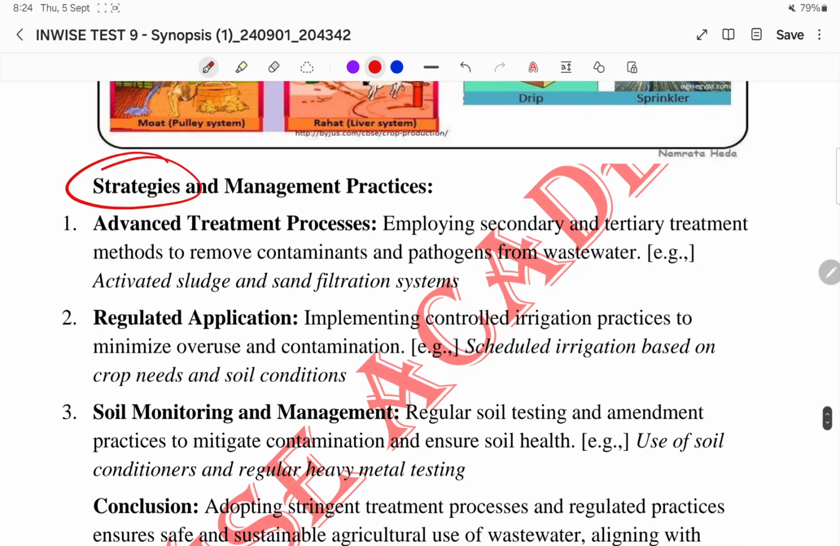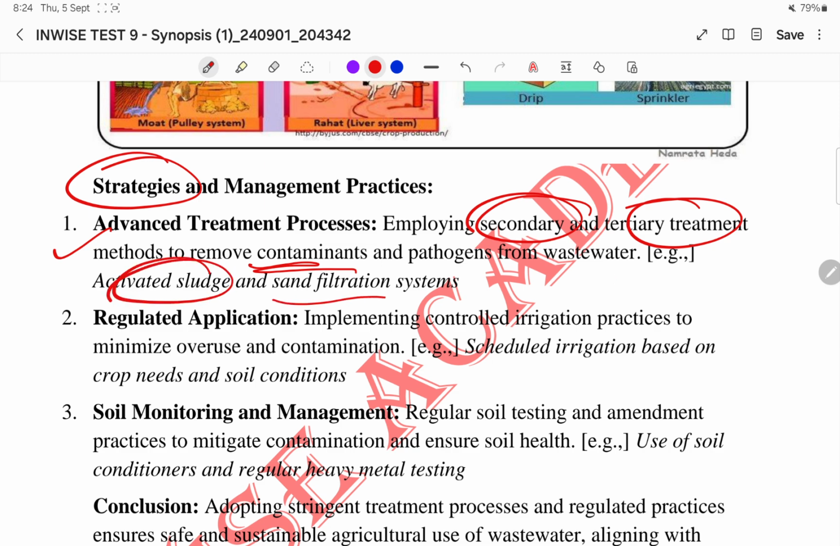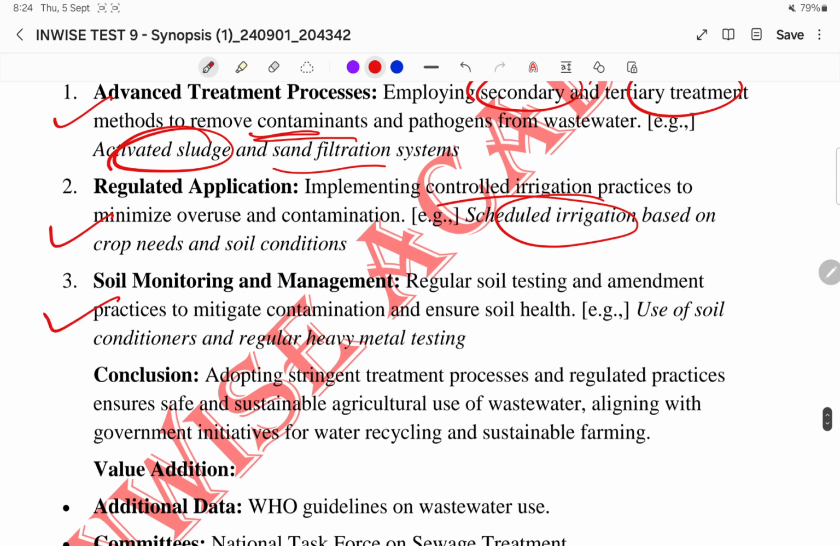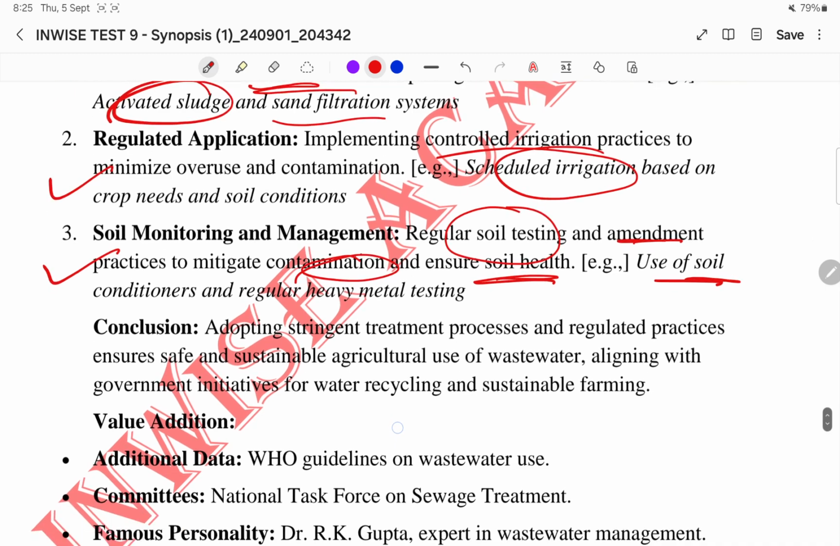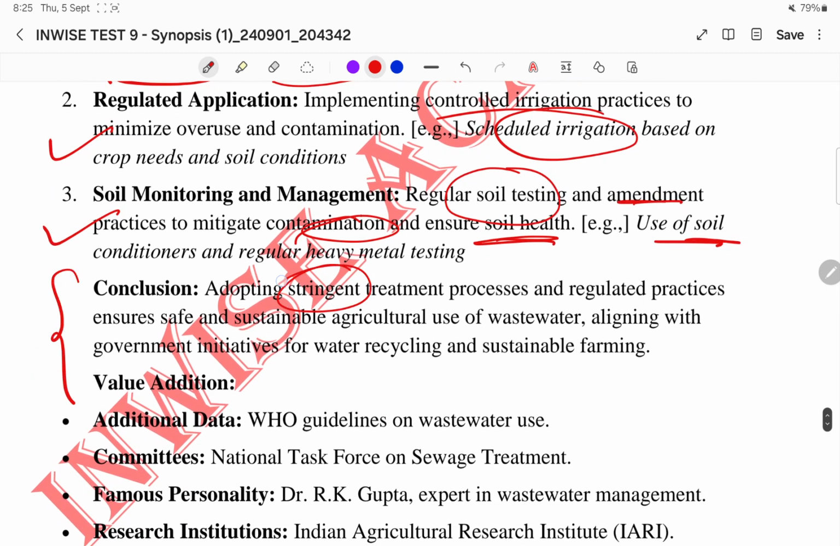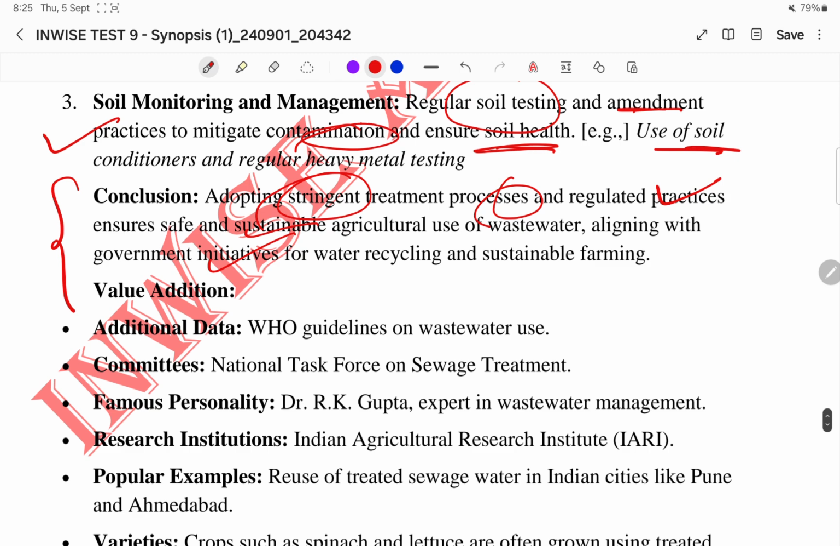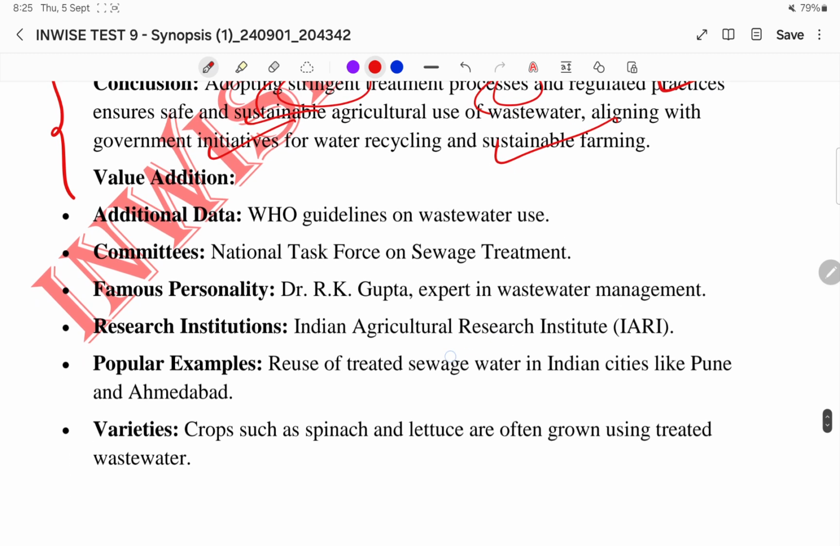Then what are the strategies and management? So of course, first one thing, advanced treatment process. Employing secondary and tertiary treatment methods to remove the contaminants and pathogens from the wastewater, like activated sludge and sand filtration system, regulated applications like scheduled irrigation, then soil monitoring and management, regular soil testing and amendment practices to mitigate the contamination and protect the soil health, use of soil conditioners. Then conclusion: adopting stringent treatment processes and regulated practices ensures the safe and sustainable agricultural use of wastewater, aligning with the government initiatives for wastewater recycling, sustainable farming, etc.